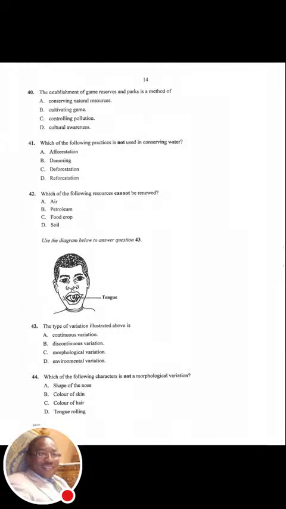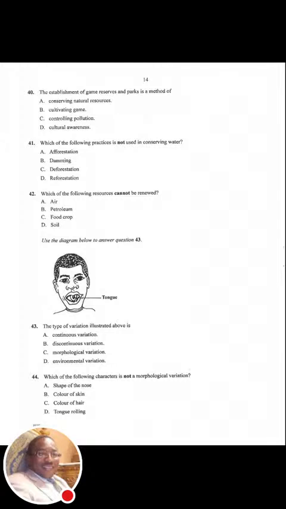Now, variation that manifests physically is called morphological. Variation that manifests in the function of the body is called physiological. If you look at the functioning of the body here, in the case of the tongue, being able to be rolled, the tongue is a good example of physiological variation, but not morphological variation. So let's look at the answers again.